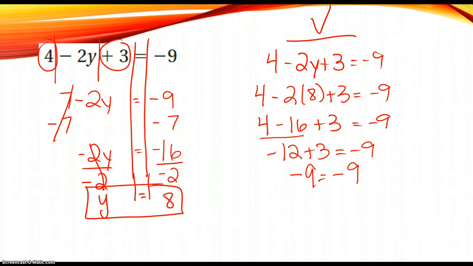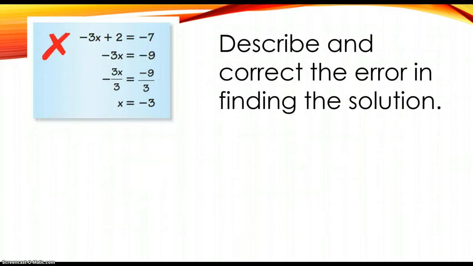Now these are our last working out examples. So we've gotten all those right. We did all of our check steps. We have one last thing we want to point out. I want to describe and correct the error in finding the solution. So this is an example problem someone did, and they ended up with the incorrect answer.